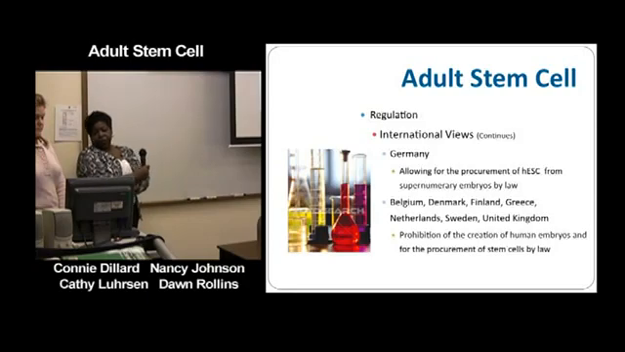Germany allows the procurement as well. Belgium, Denmark, France, Greece, and the Netherlands prohibit the creation of human embryos and procurement for stem cell research by law.